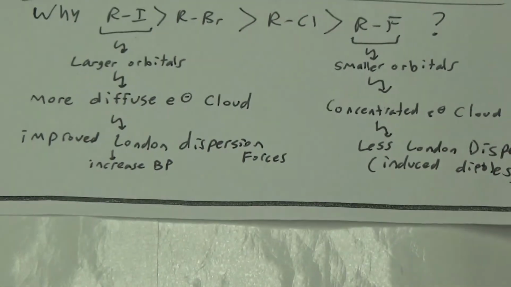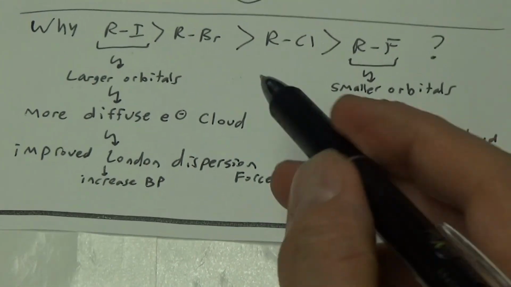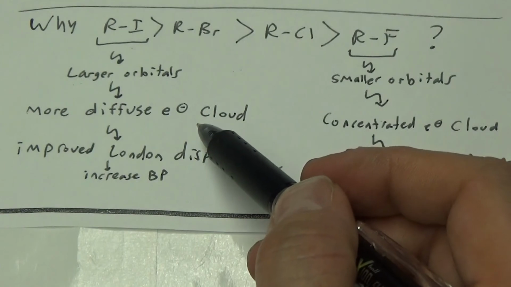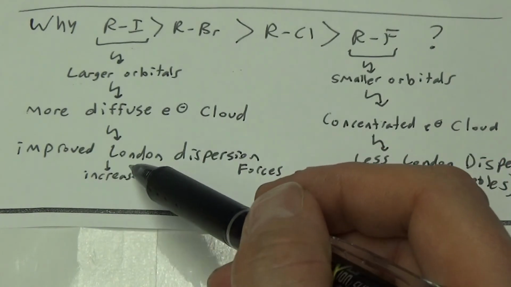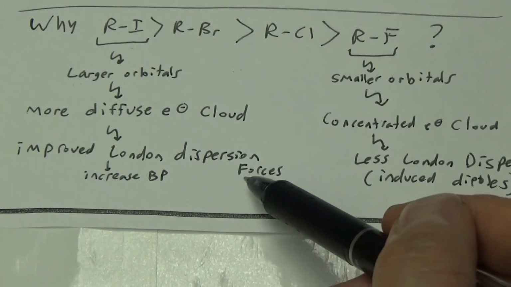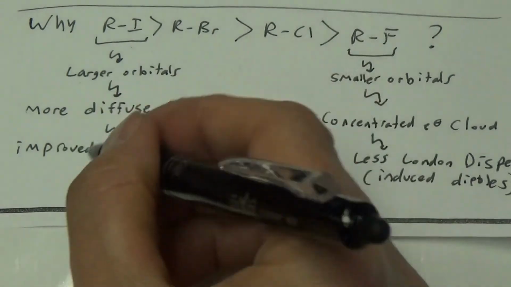Okay. Alright, I'm going to draw these out in a second. But so far we see iodine has larger orbitals, more diffuse, electron cloud is larger, and more London dispersion forces, which are one of these intermolecular interactions. Net effect is increased boiling point. Okay?